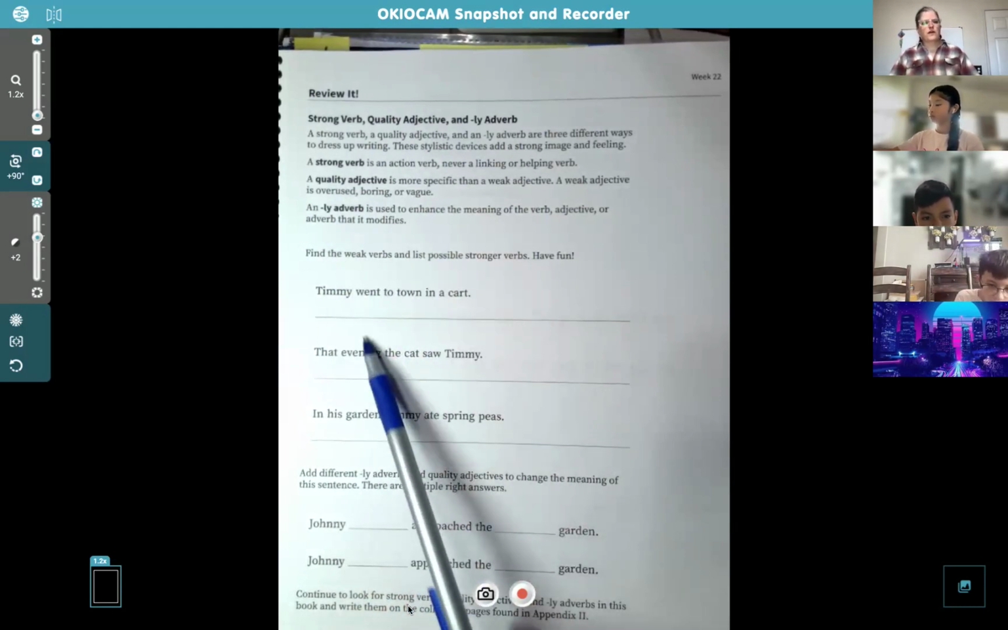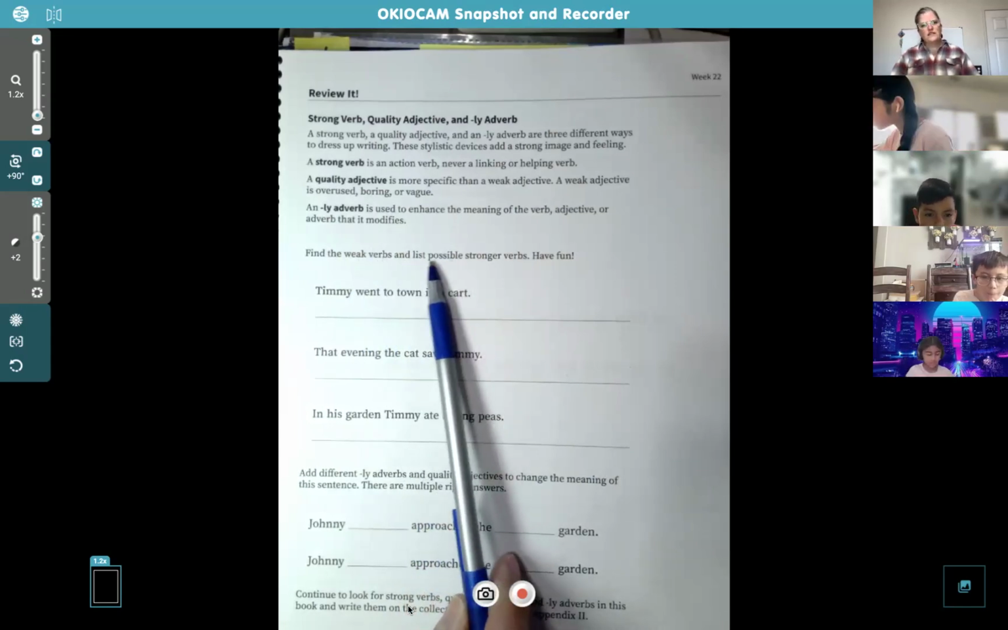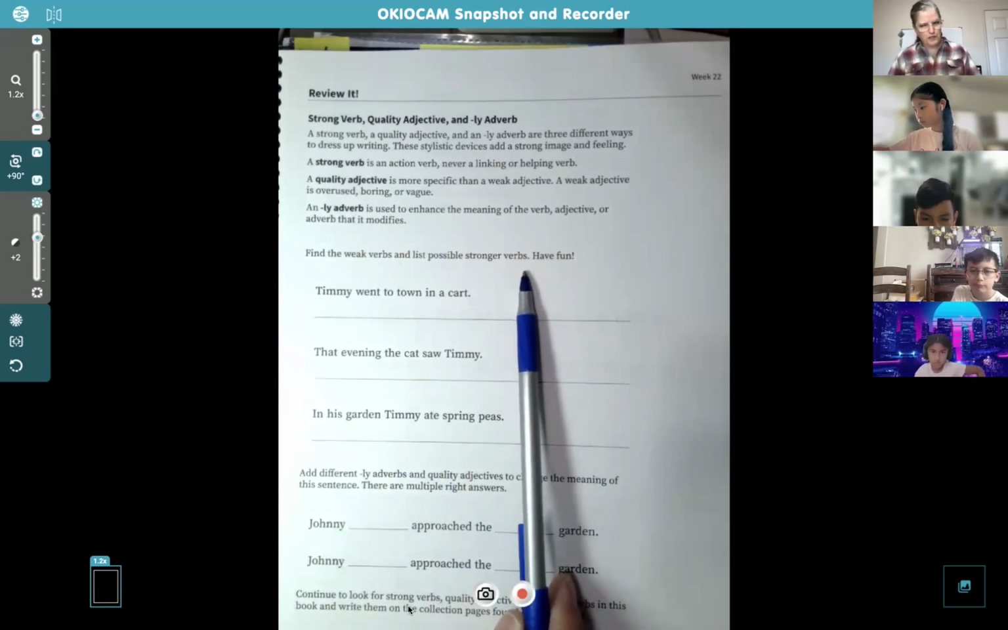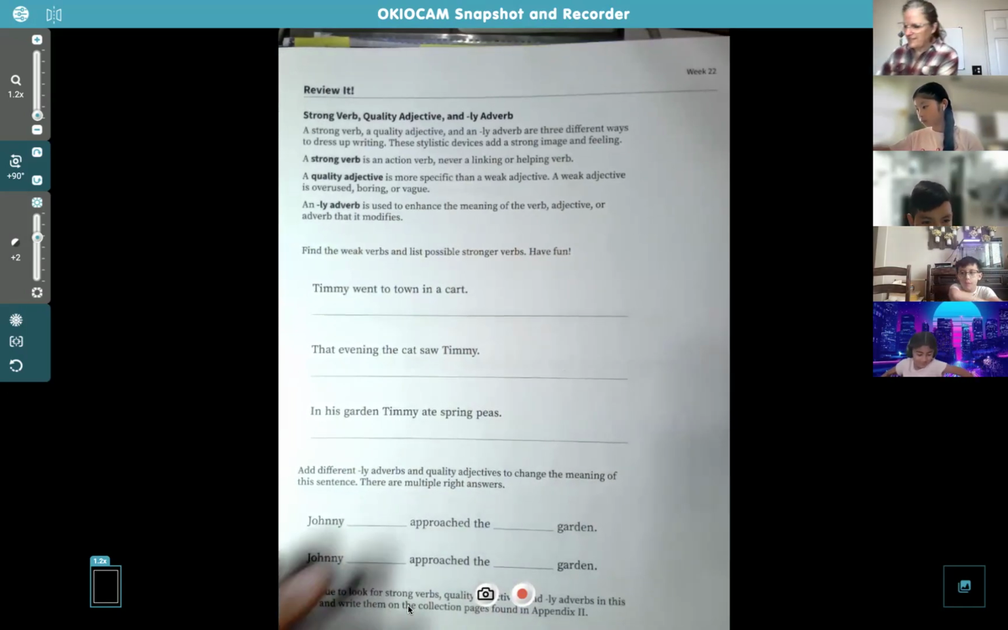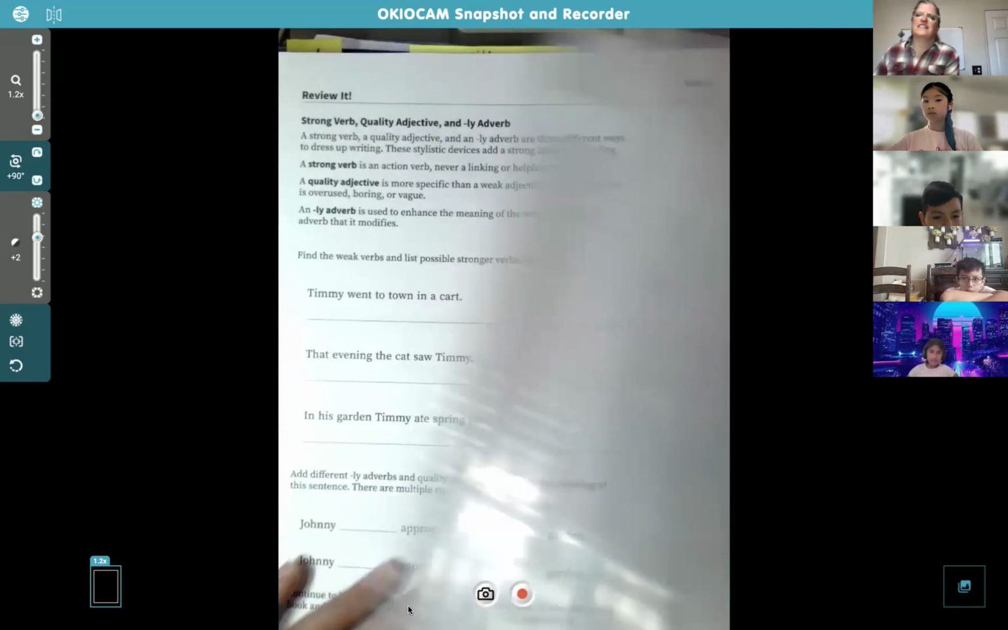So here we go. We've got some practice here. Find the weak verbs and list possible stronger verbs. Oh, and by the way, have fun, it says. Make sure you have fun doing this. We are having fun. What are they even talking about? This whole class is fun, right?